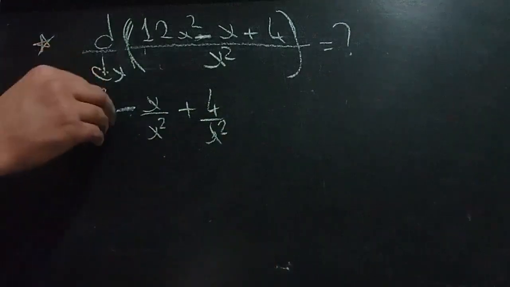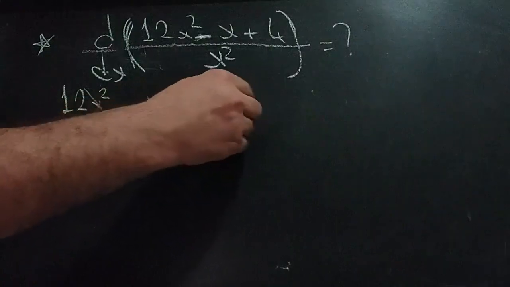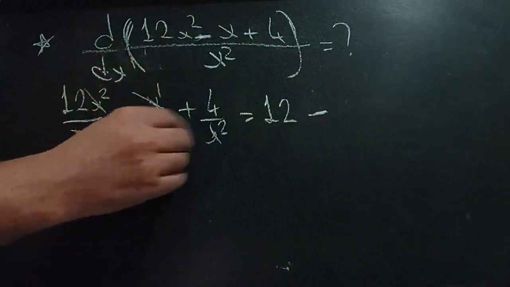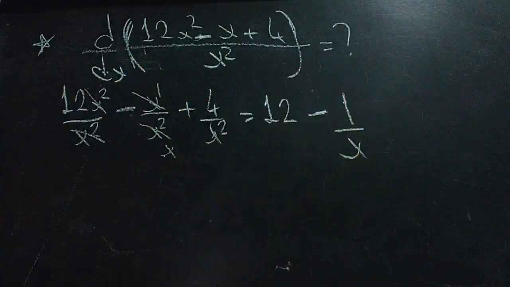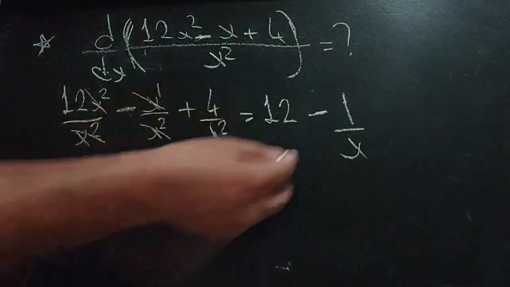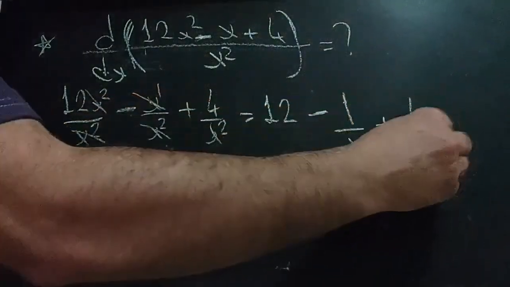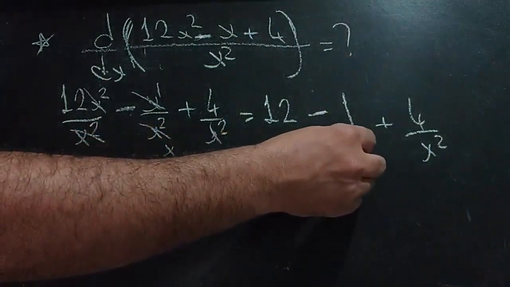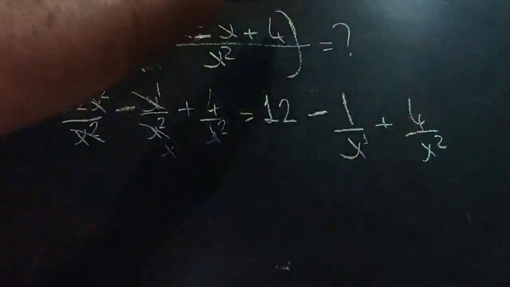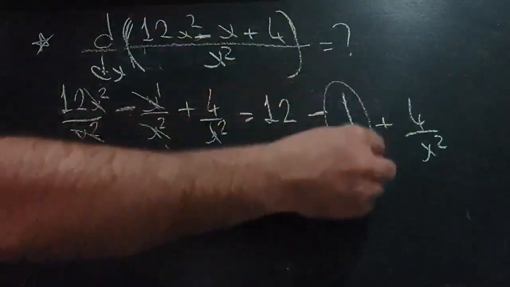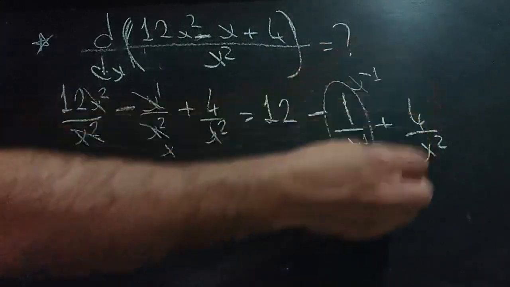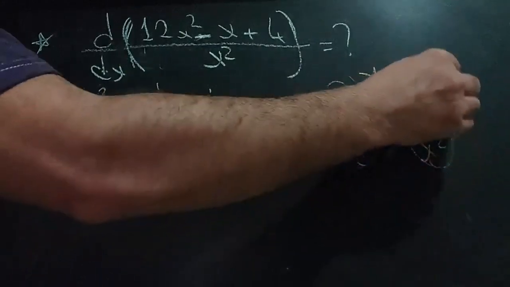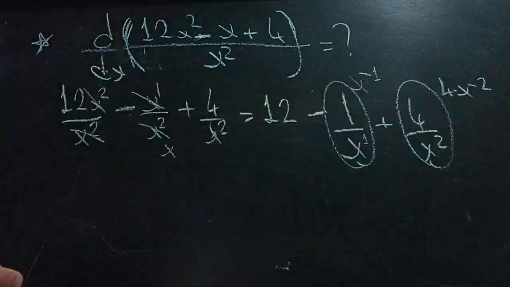All right, so this and this simplify to each other. That will be 12 minus, this and this simplify to each other, there will be 1 over x, so this is going to be plus 4 over x squared. This one goes up as x to the power negative 1, and this one goes up as power negative 2, so 4 times x to the power negative 2.